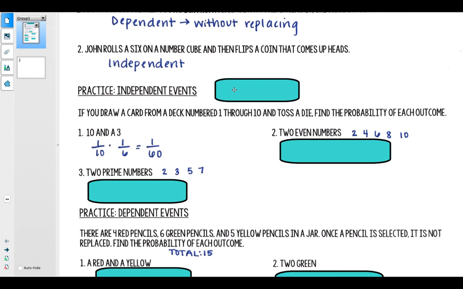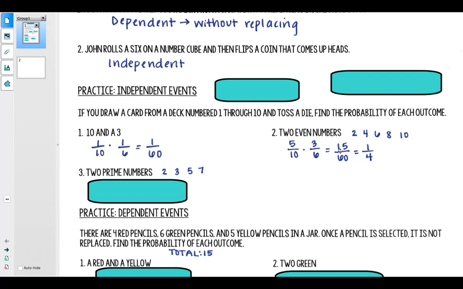In scenario 2, we have the possibility of drawing an even number from our deck of cards and then rolling an even number from our die. So our even numbers for the deck would be 2, 4, 6, 8, and 10. So that's giving me a 5 out of 10 chance. What's the probability of tossing an even number? Well, it's 2, 4, and 6. So that's 3 over 6. I can multiply the numerators together, giving me 15. Multiply the denominators together, that gets me 60. And that simplifies down to 1/4.